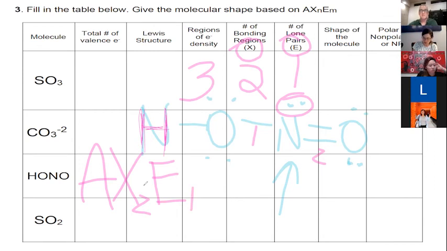So then I just look on my table for AX2E1. And what shape is that? Hopefully someone's got the table open.